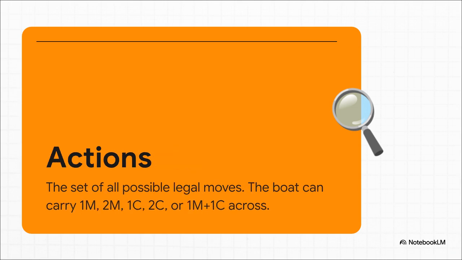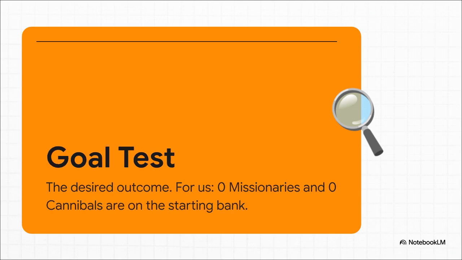Okay, next up, we have to define the actions. These are all the possible legal moves the AI can make. The boat can take 1 missionary across or 2 missionaries. It can take 1 cannibal or 2 cannibals. Or it can take 1 of each. That's it. That's the entire playbook. Just those 5 moves.